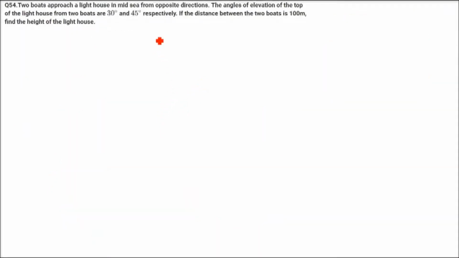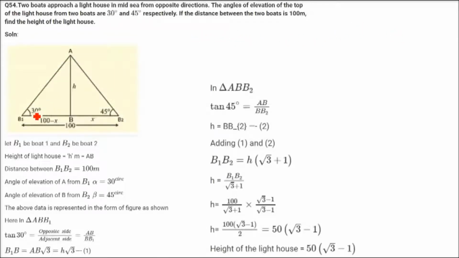Two boats approach a lighthouse in mid-sea from the opposite directions. The angle of elevation of the top of the lighthouse from the two boats are 30 degree and 45 degree. If the distance between the two boats is 100 meter, find the height of the lighthouse. So now the two boats are approaching from the opposite side. So here is the lighthouse. One is coming from here and one is coming from here, right?